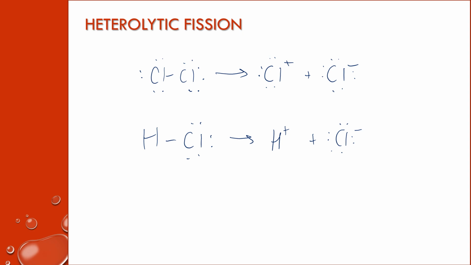We can also represent the movement of electrons, of course, with curly arrows. Remember, you always show the electrons going from where they are starting to where they are heading. So in this case, the electrons are going from the bond to one of the chlorines to break that bond. And so those are the basics of heterolytic fission.